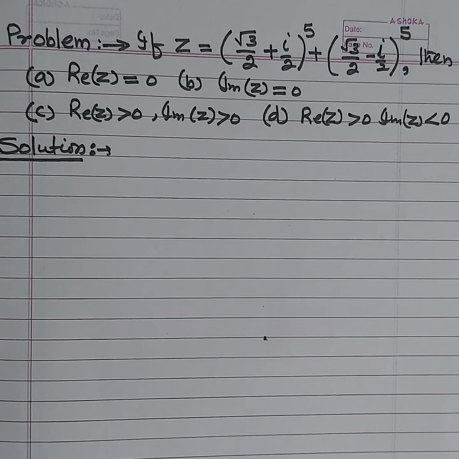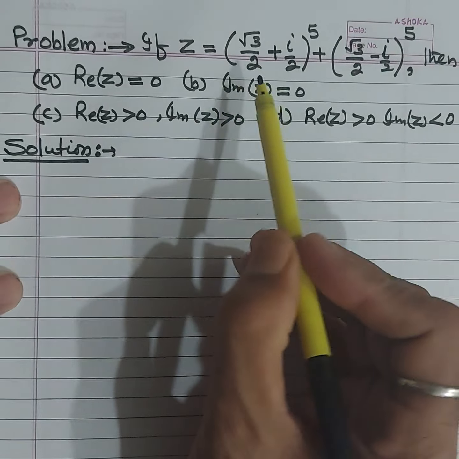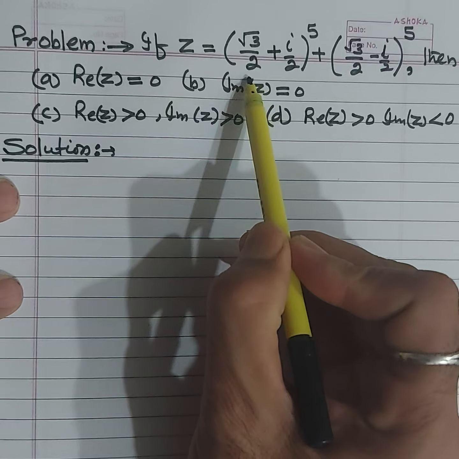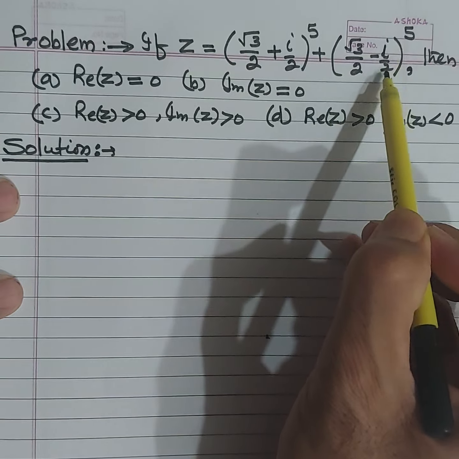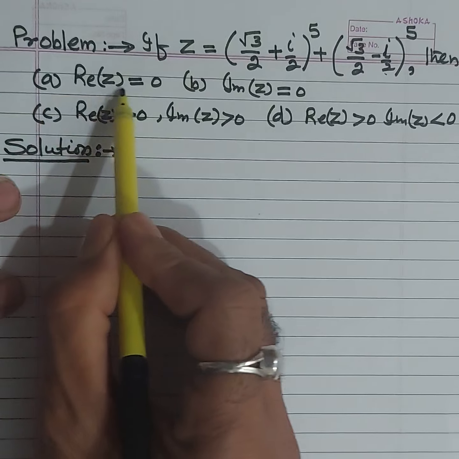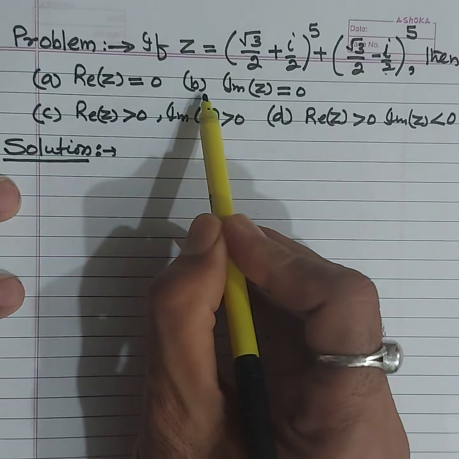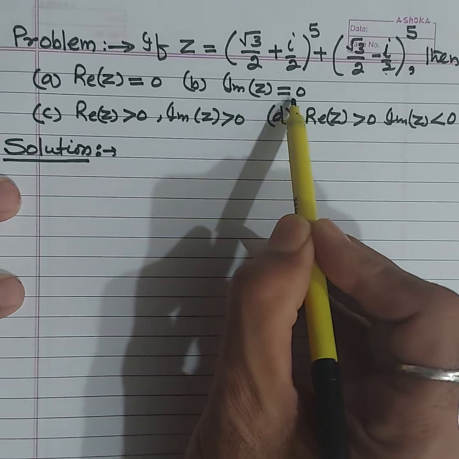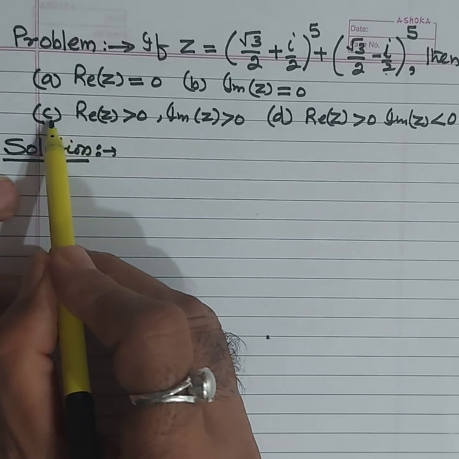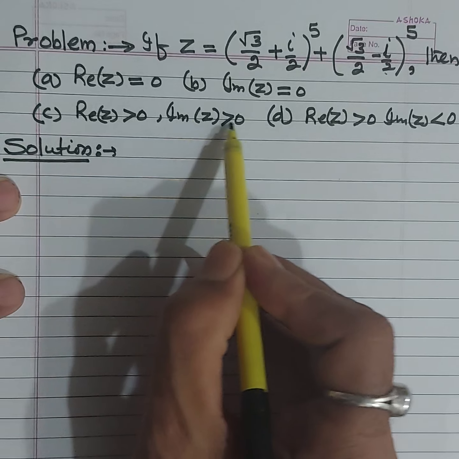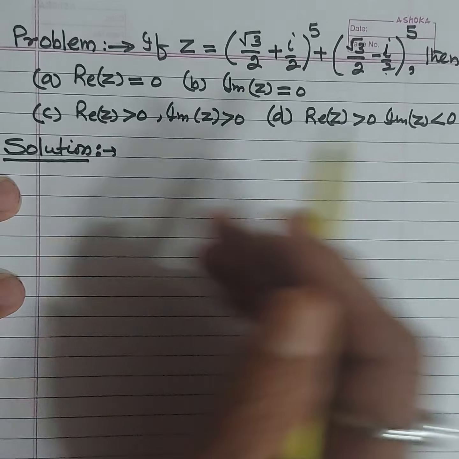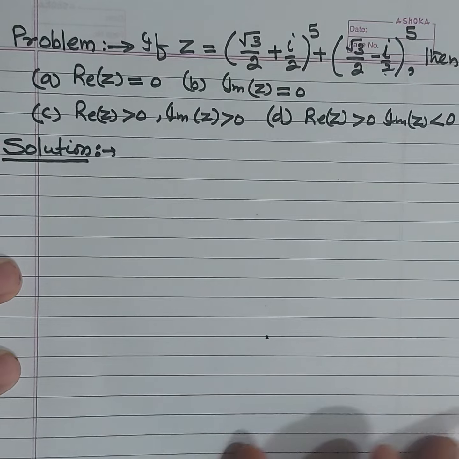The problem is, if z is (√3/2 + i/2)^5 + (√3/2 − i/2)^5, then the real part of z is 0, first option. Second, B, the imaginary part of the complex number z is 0. C, the real part of z is greater than 0 and the imaginary part is greater than 0. And D, the real part is greater than 0 and the imaginary part is less than 0.